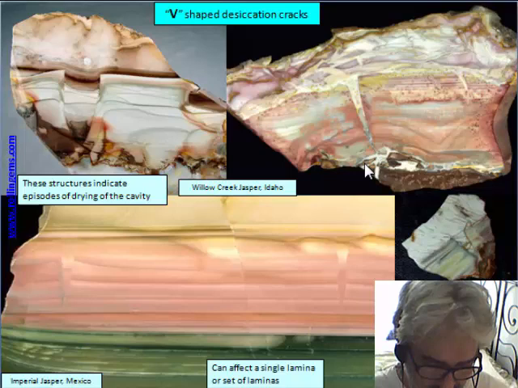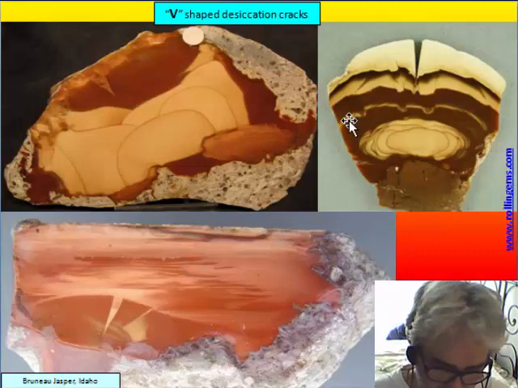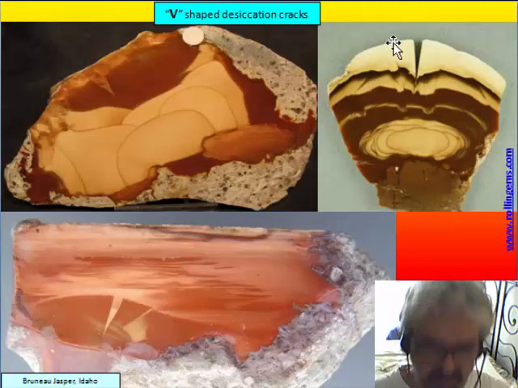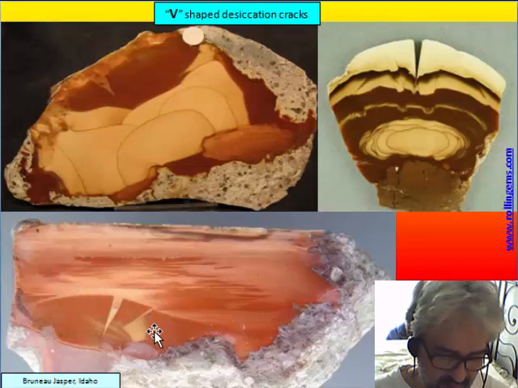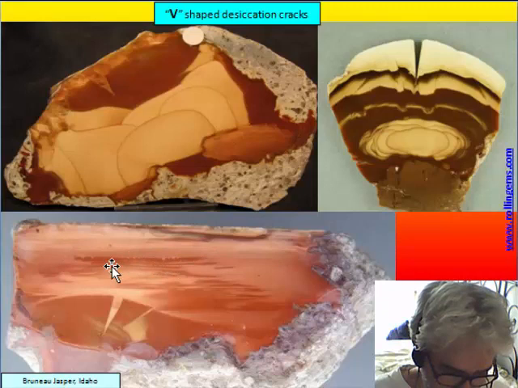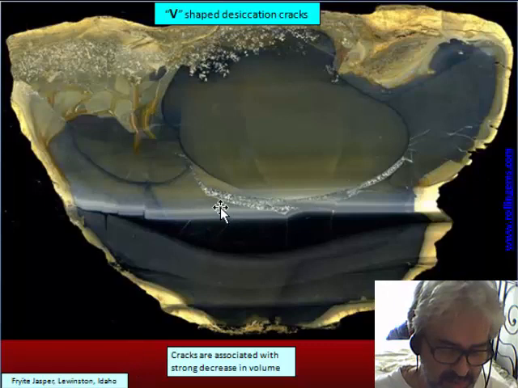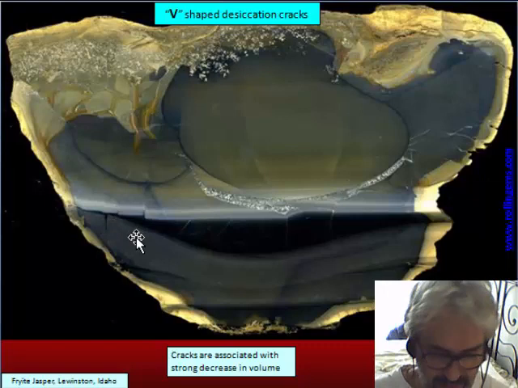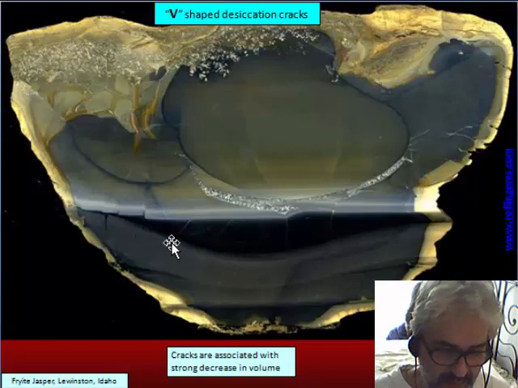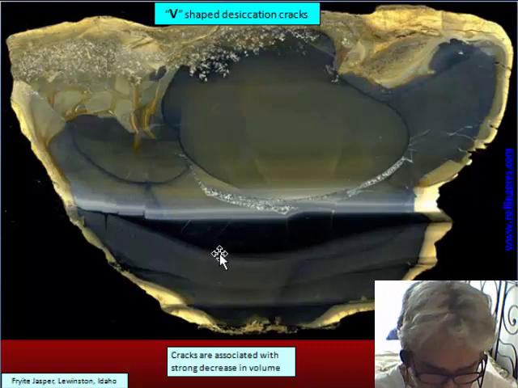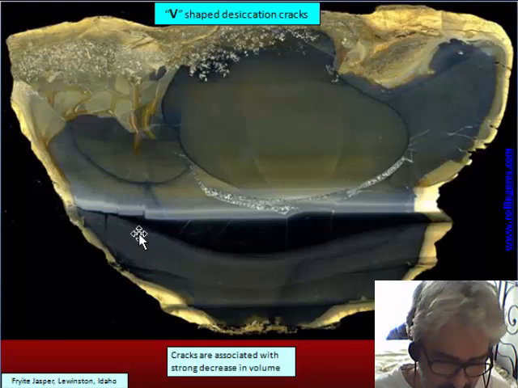This is Bruno Jasper, where it is not so easy to find the V-shaped crack, but they are often concentrated near the higher portion of the nodule, but in some cases there are small cracks in small lamina. Here, for example, we can see that cracks are associated with decreasing volume. That is normal, as in mudcracks, because decreasing volume is loss of water, and with loss of water, material is deformed and approaches from plastic deformation, as in this case, to a fragile deformation that allows the piece to make a crack here.